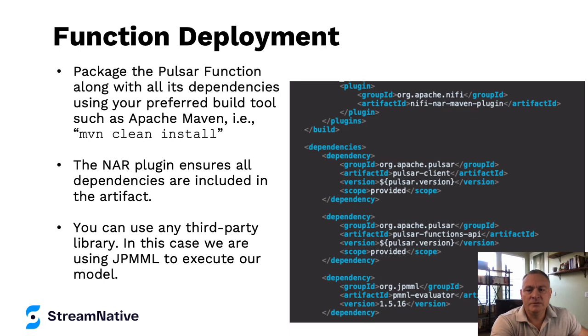All that needs to be done to achieve this is to specify the corresponding library as a dependency, as shown here. In this case, we're using the JPMML library, as I mentioned earlier, as our execution engine for the machine learning model itself. By specifying it as a dependency and running the build command, the NAR plugin will automatically include this dependency's jar file with the artifact when it gets deployed, making it available to the code at runtime.